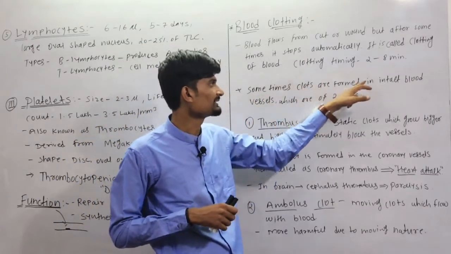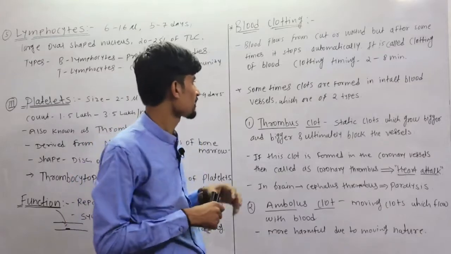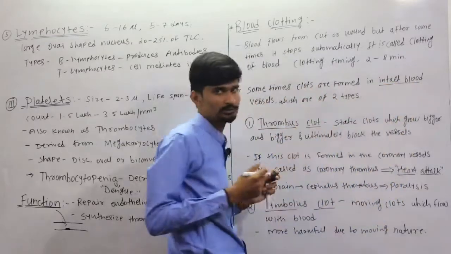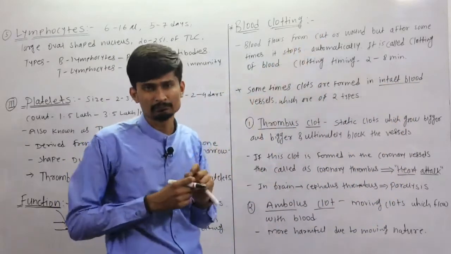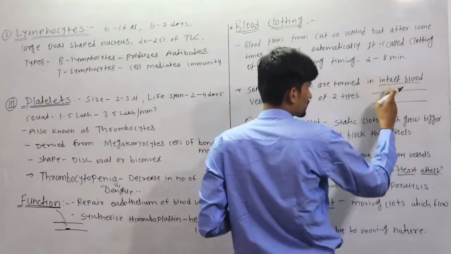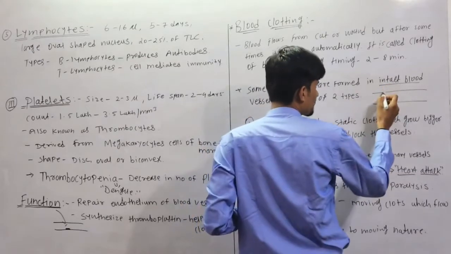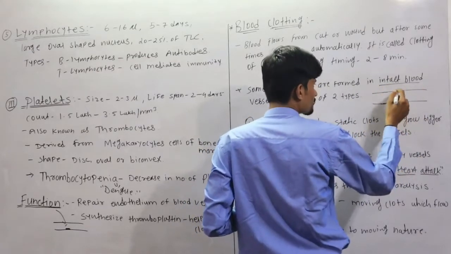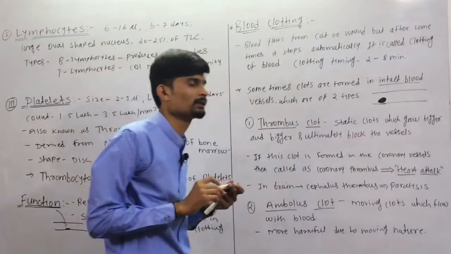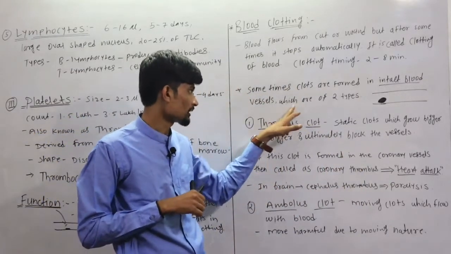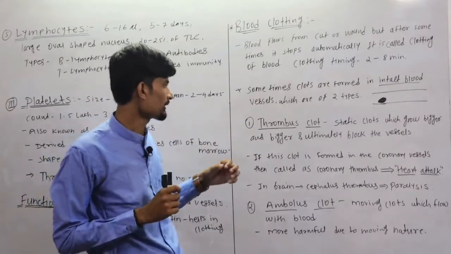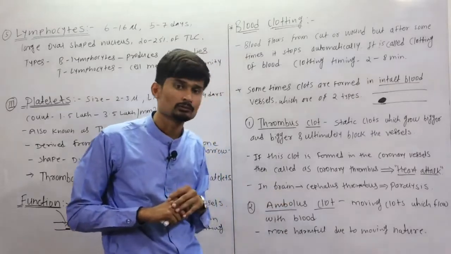Sometimes clots are formed in intact blood vessels, which are of two types. Intact blood vessels means not ruptured. Intact means no cut, it is continuous, whereas a cut or wound means the blood vessel gets ruptured. So sometimes clotting also occurs in these intact blood vessels, and they are of two types, that is the thrombus clot and the embolus clot.